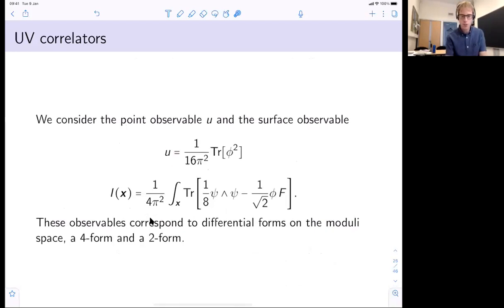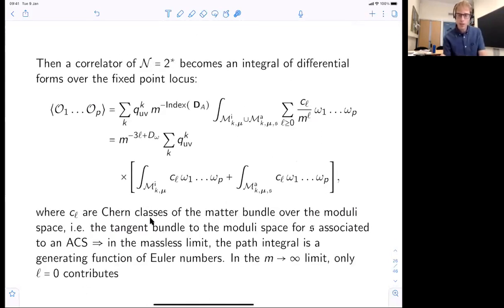U is a four form. U has an omega associated to it, which is a four form. And the surface observable has a form associated on moduli space, which is a two form. And we get Chern classes, which are Chern classes of the matter bundle over the moduli space. Those are induced by the hypermultiplet. So we get schematically this form here.